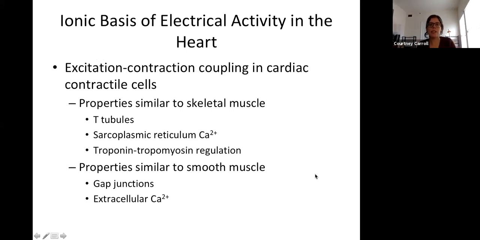Let's talk about what happens next. So we focused on our pacemaker cells. They fire an action potential. They spread that electrical signal, that calcium signal, to the atria first, and then the ventricles via these conduction pathways, and then eventually through those intercalated discs. Now, how do we link that depolarizing signal with contraction? And that again is our excitation contraction coupling.